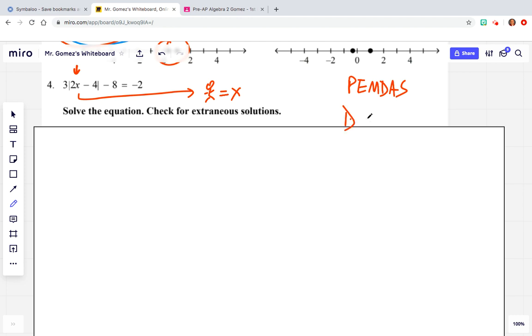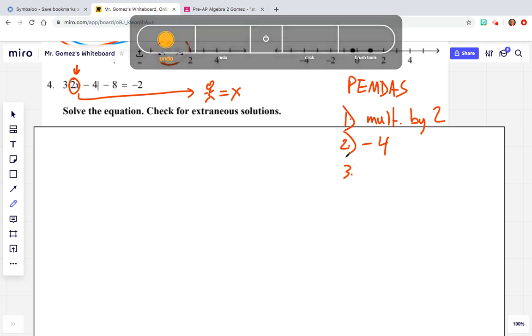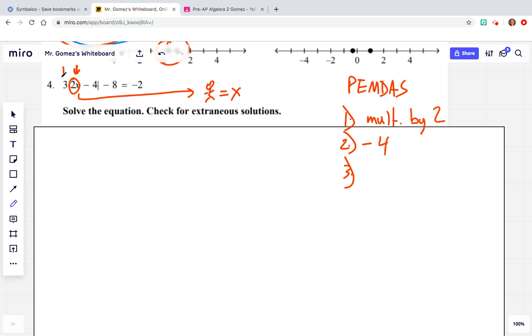So you would be multiplied by 2. Then that answer would be subtracted by 4. And then, because of PEMDAS, you would be multiplied by this 3. And the fourth step from there, you would be subtracted by 8. And that's how you would get to a negative 2. All of these would, in normal forward order, PEMDAS wise, be what would happen.